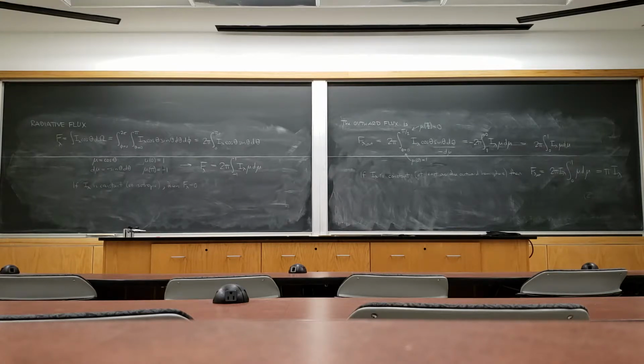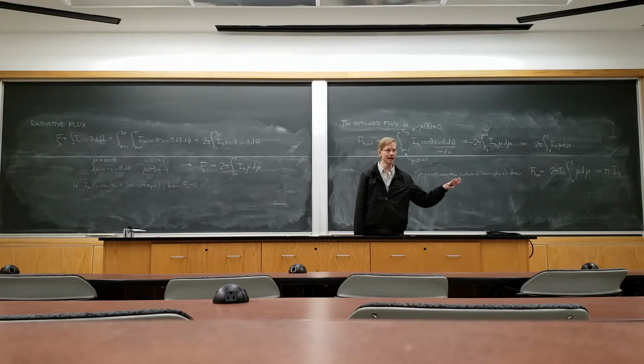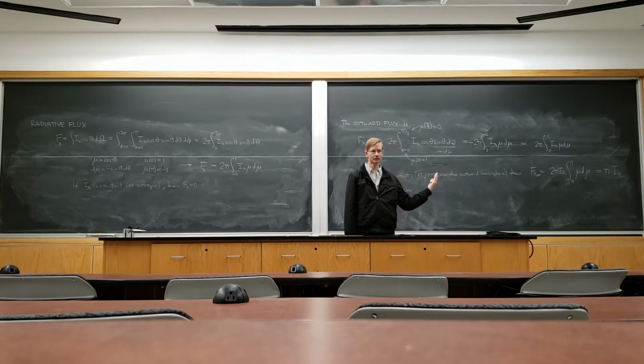And then plug in isotropic radiation, or at least isotropic in the outward directions, constant over the outward directions. You do the integral and you get that the integral is just 1/2, so you get pi I lambda. And now I will remind you that long ago we had found that F lambda was pi times B lambda for blackbody radiation. Blackbody radiation is isotropic, so that's a special case of this.